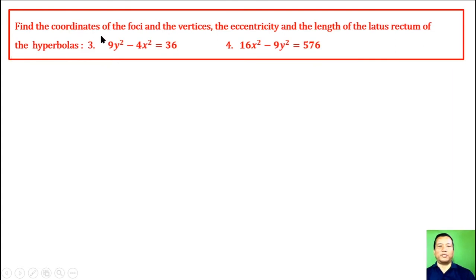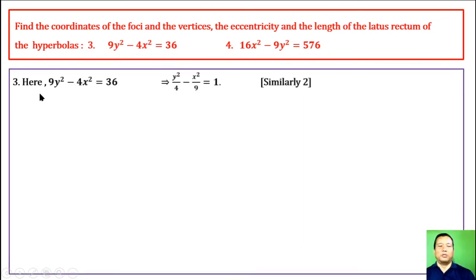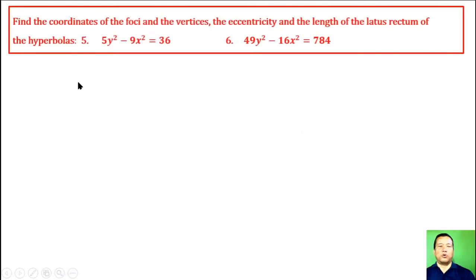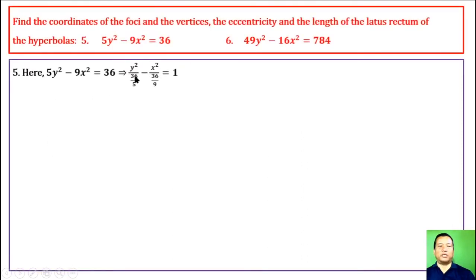Find the coordinates of the foci, the vertices, the eccentricity and the length of the latus rectum of the hyperbolas. Question number 3. Divide on both sides by 36, we get this, which is similar to question 2. For question number 4, divide on both sides by 576, we get this, which is also similar to question 1. For question number 5, divide on both sides by 36, we get this.